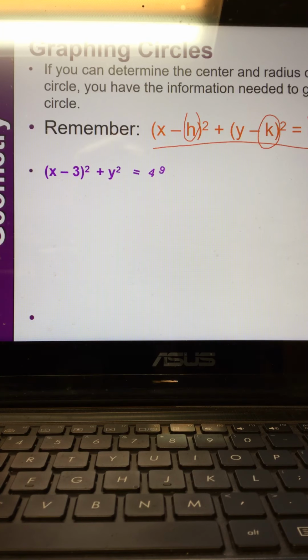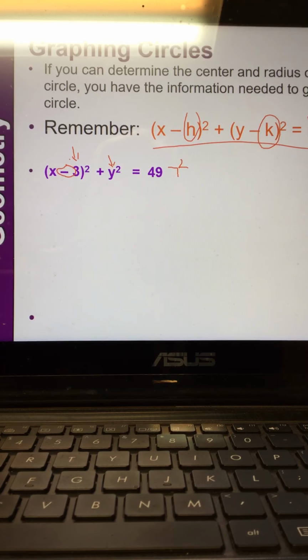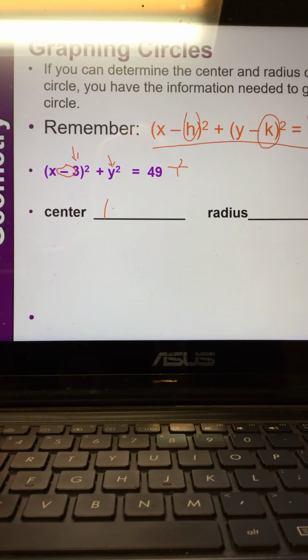So if I have the equation, the square of x minus 3 plus y squared equals 49, what would be the center? We have to think about what was being subtracted here, what was being subtracted here, and what was being squared over here. Well, what's being squared is 7. I think it's obvious what's being subtracted. So what's being subtracted in that case is a 3. What's being subtracted here? Absolutely nothing. And what is nothing? 0.